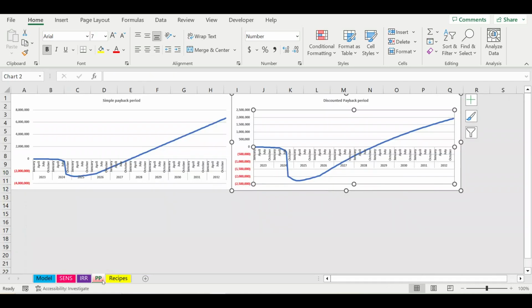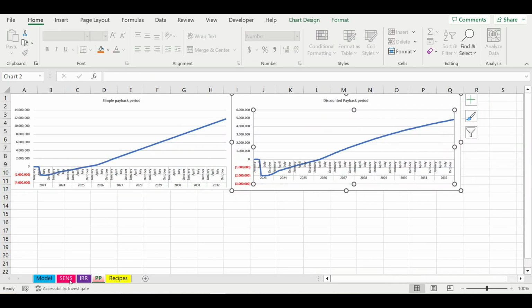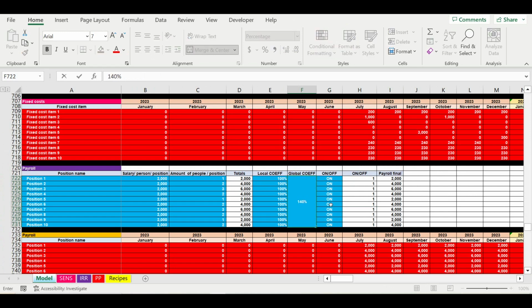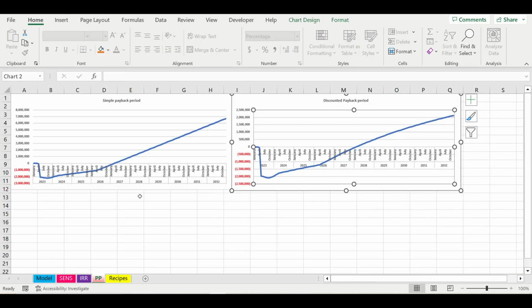So, for example, what will happen if the payroll increases, for example, by 40%? What impact will this bring to the simple discounted payback period diagram?